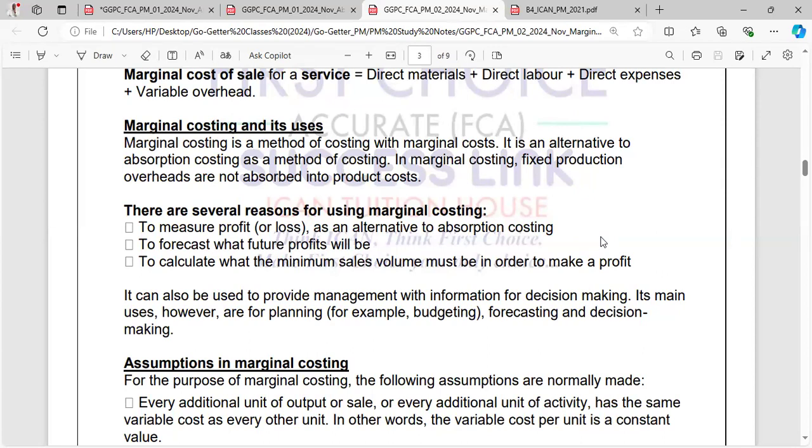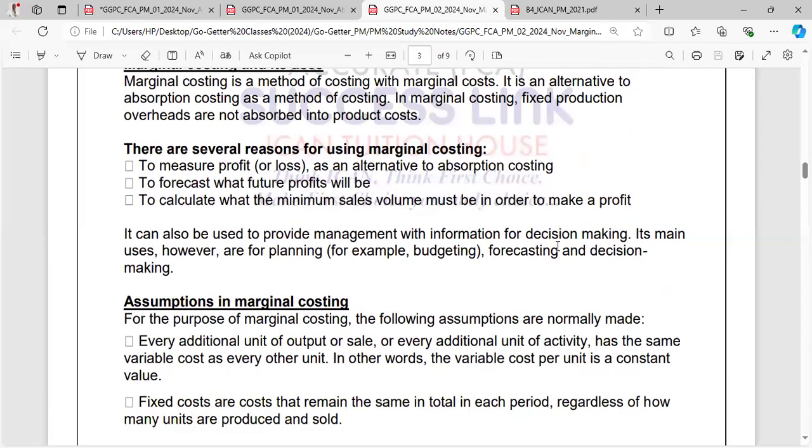And it is because of that marginal costing method is very widely used in performance management. They're used for budgeting, forecasting, planning, decision making. And these are some of the things you'll be doing a lot in your performance management class.